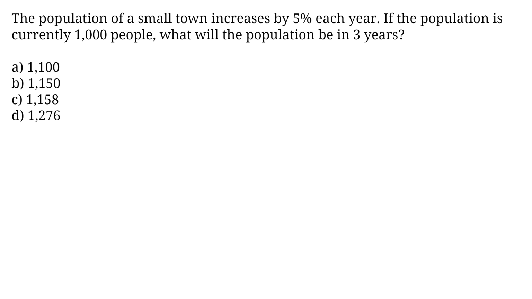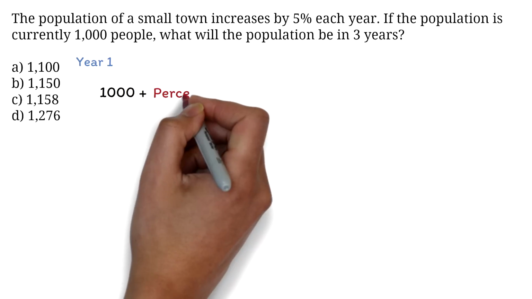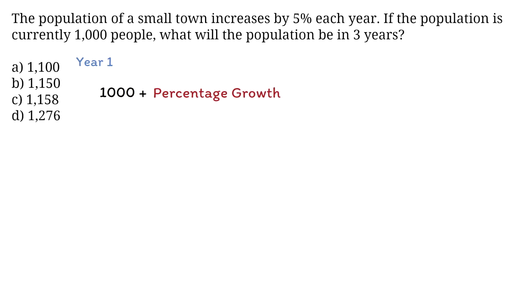1,276. We will look at 2 ways to solve this question. For the first way of solving it, we are just going to increase the population by 5% each year for 3 years. For the first year, we will have the initial number 1,000 plus the percent growth. This is 5% of 1,000.